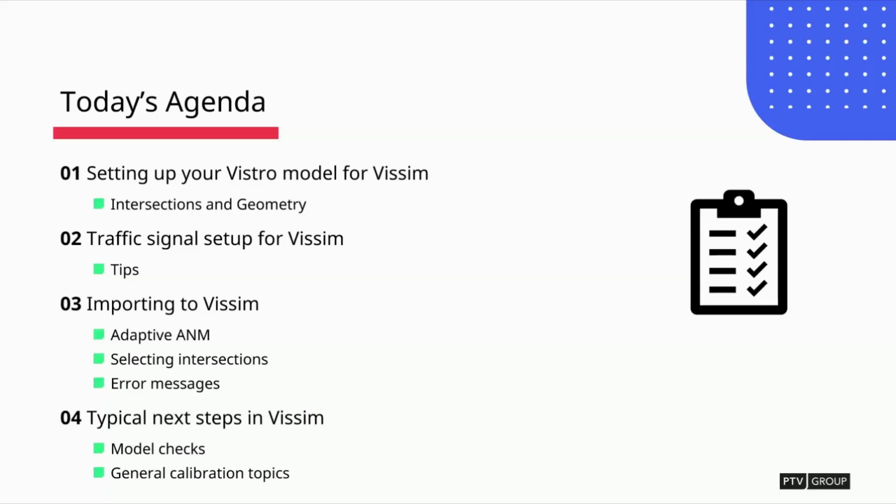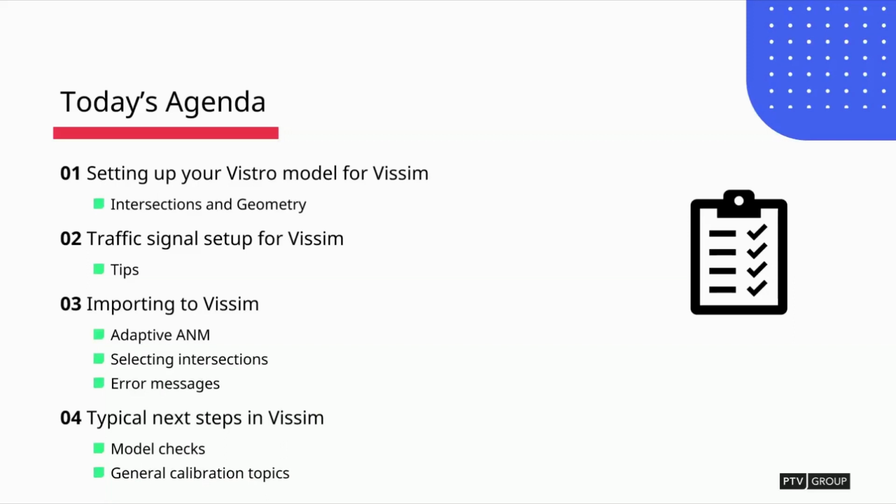Then part three, importing into Vissim. We don't talk about this feature a lot, but adaptive A&M is a very great feature, especially from the Vistro side going into Vissim, so we'll highlight it. I think that might be worth your time to listen in on. Then selecting specific intersections for the export, so you don't have to export the whole model. That will be another part in there.